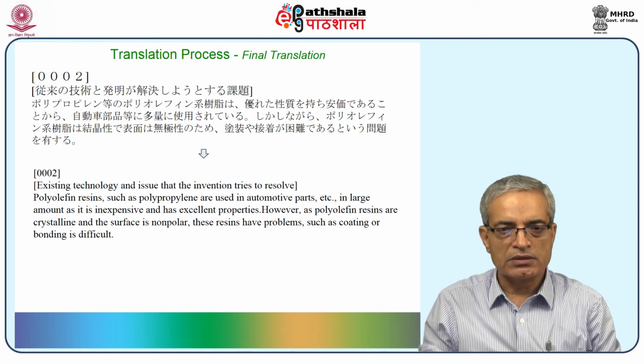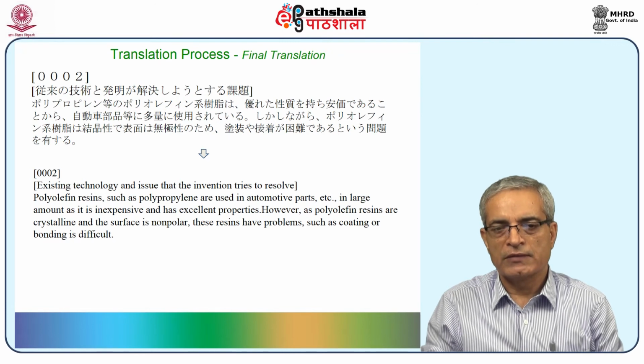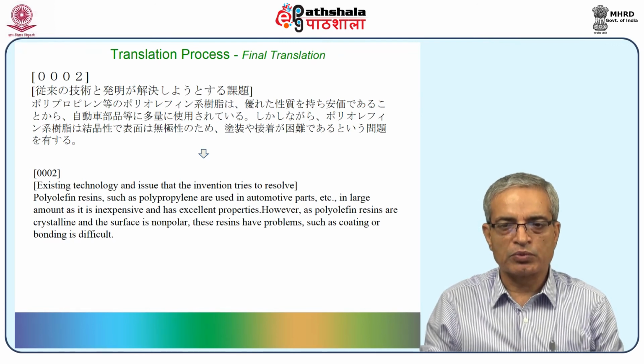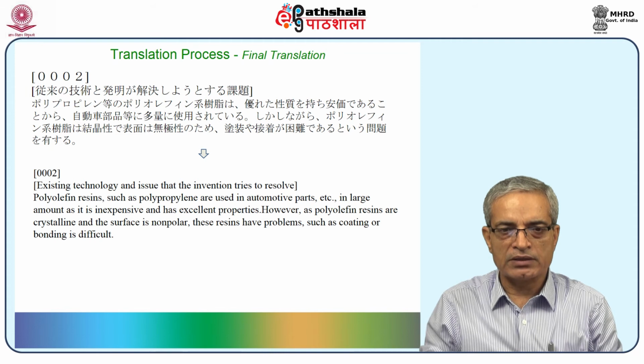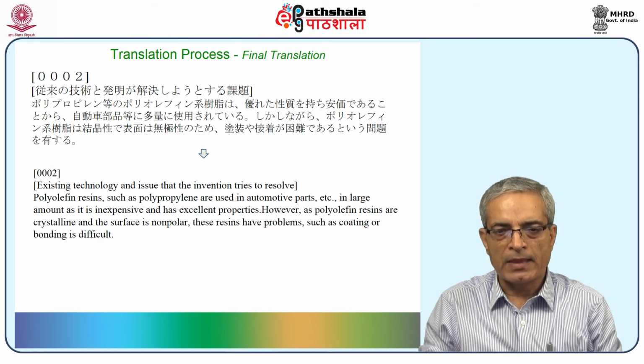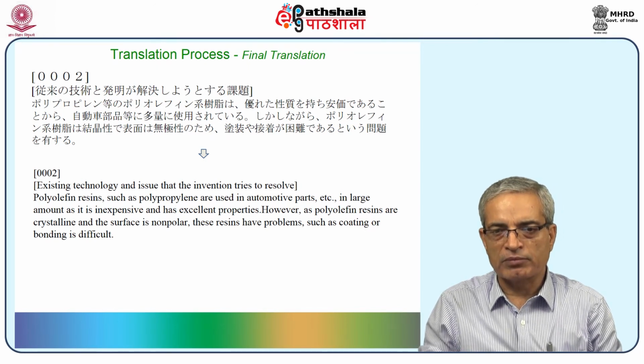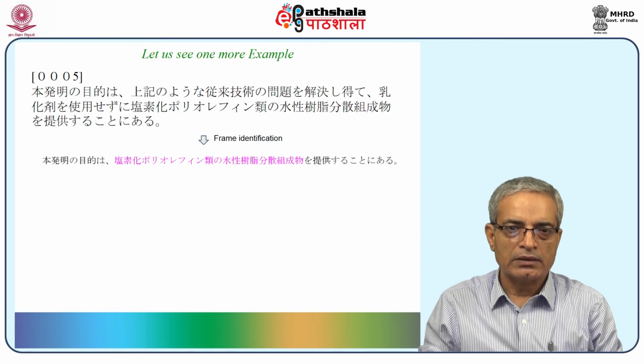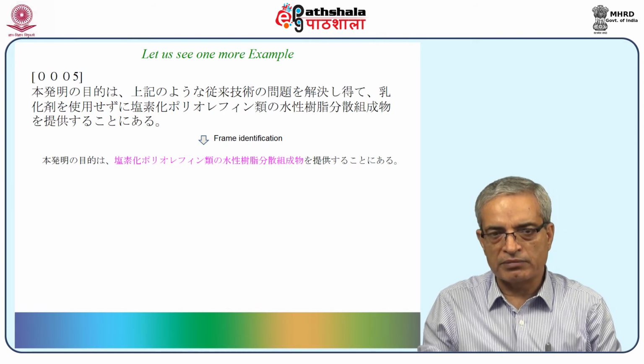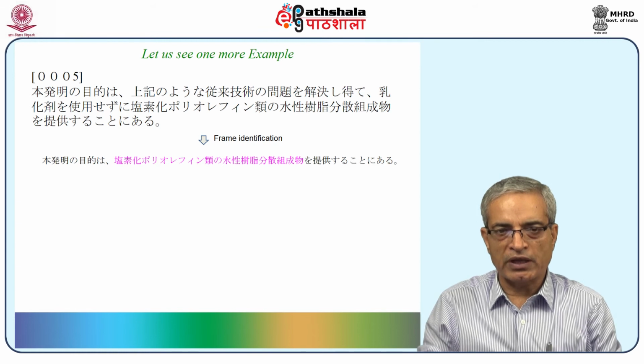And the translation is, polyolefin resins such as polypropylene are used in automotive parts etc. in large amount or large quantity, as it is inexpensive and has excellent properties. However, as polyolefin resins are crystalline and the surface is non-polar, these resins have problems such as coating or bonding is difficult. And now let's see one more example. This is 0005, so it will remain as 0005, which we need not bother for the time being.